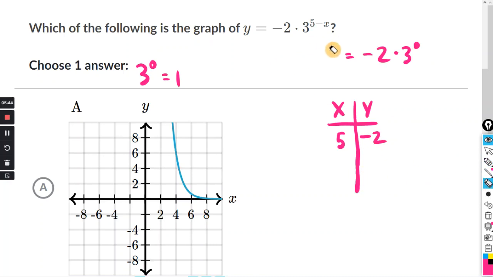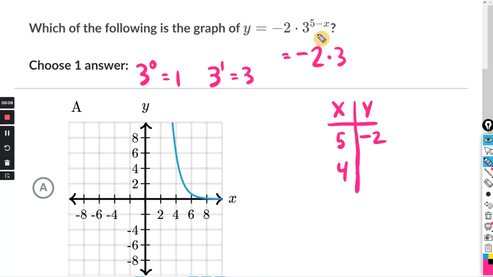All right, and we know that 3 to the first power is just 3. So let's try that. If we put in a 4 here, we'd have 5 minus 4, and the exponent would be 1. So that's going to be negative 2 times 3 to the power of 5 minus 4.